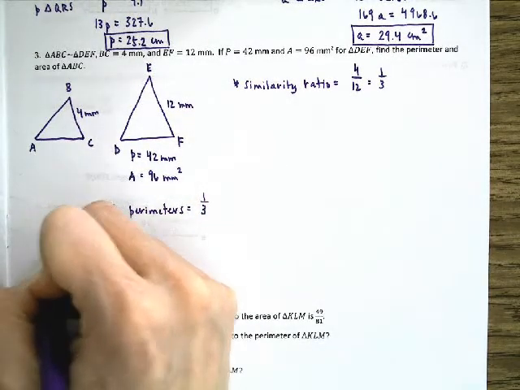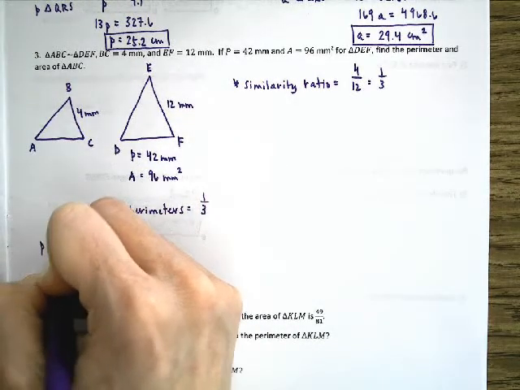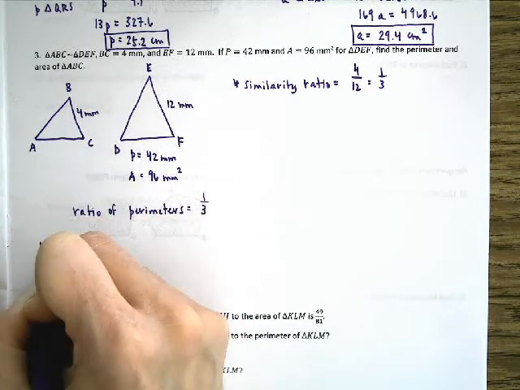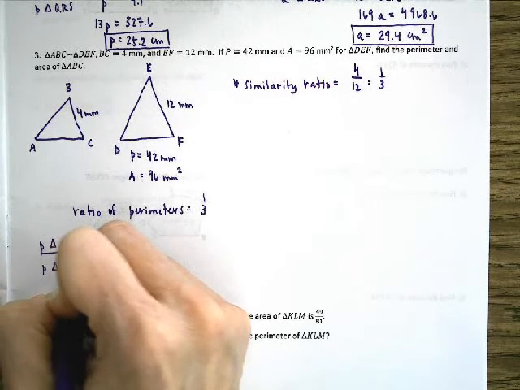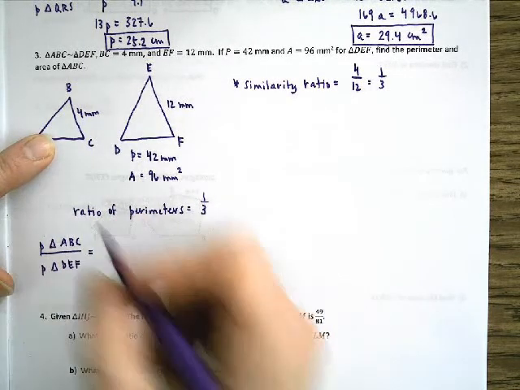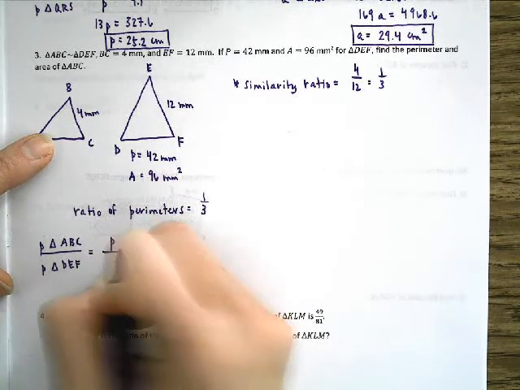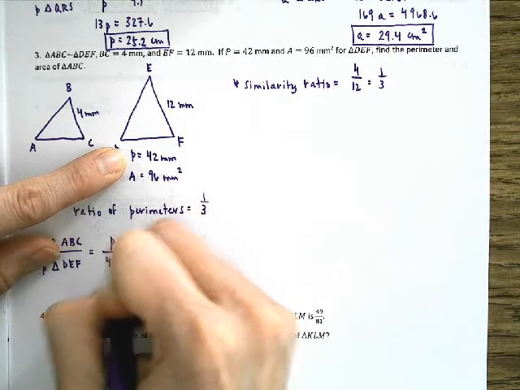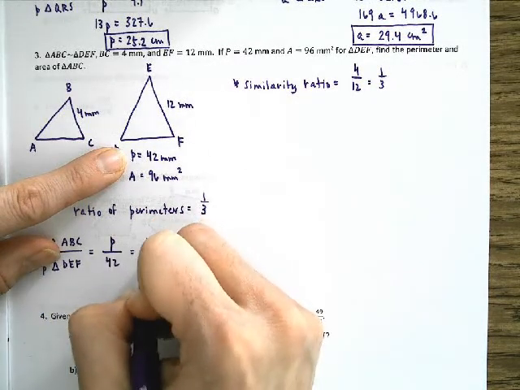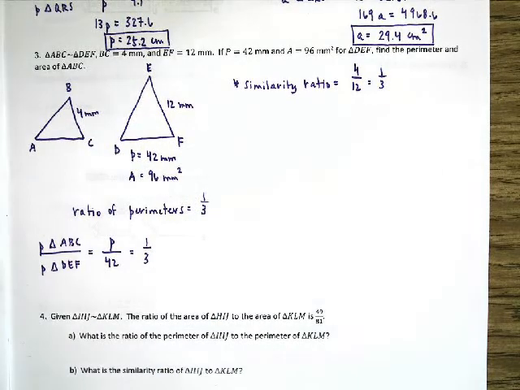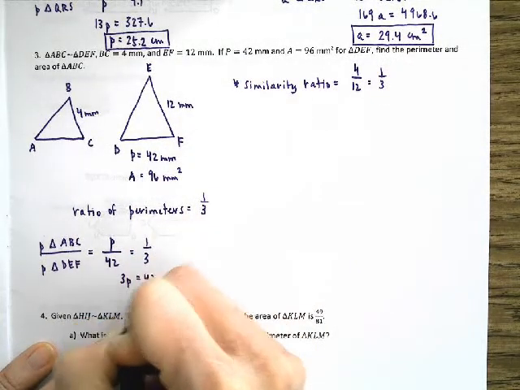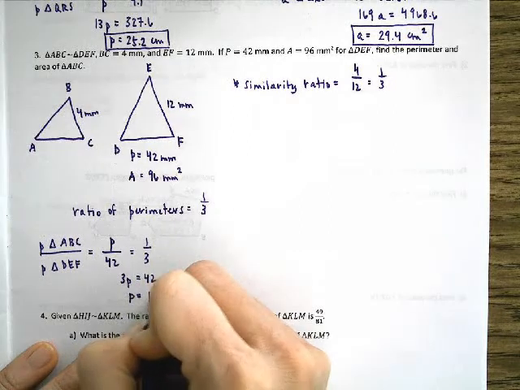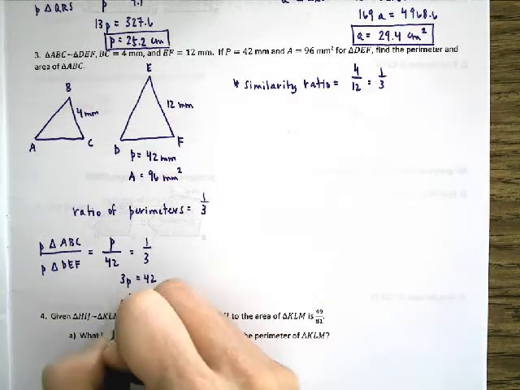So that's going to tell me that the ratio of the perimeter of triangle ABC to the perimeter of triangle DEF is, well, this perimeter is unknown. I'm going to use the letter P. Here my perimeter is 42, and I know that ratio has to be 1 over 3. So let's see, I get 3P is equal to 42, or perimeter is 14 millimeters.